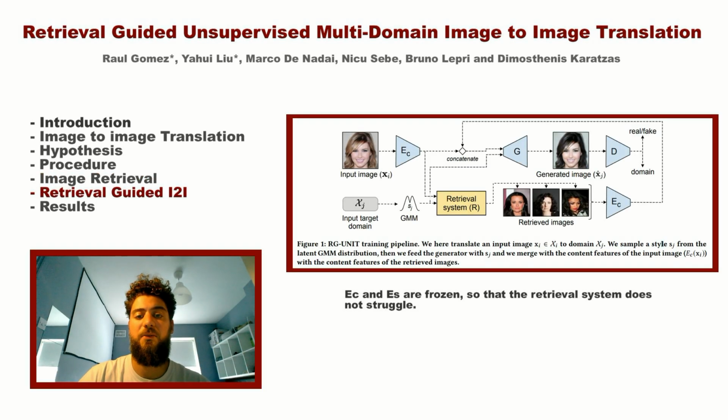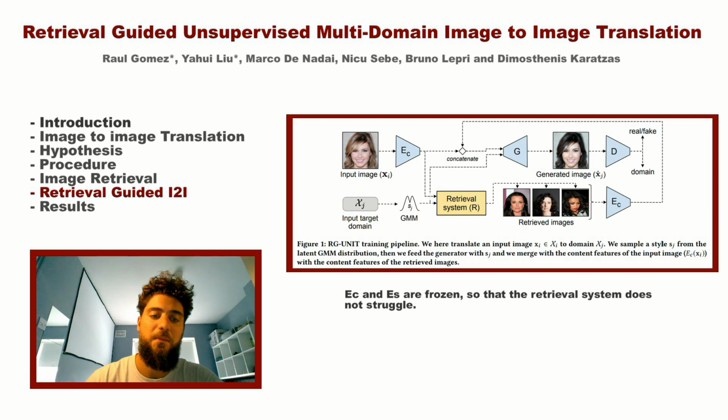Once we have trained the image retrieval system, we can exploit it to fine-tune the image-to-image translation model using the retrieval guidance. During training for a given input image, we retrieve the most similar images in the target domain. We extract content features from them and we merge them with the input image features at the generator's input. We expect that the generator will benefit from that additional information to generate more realistic images. Importantly, during this training, the content and attribute feature extractors are frozen, because if we update them, the retrieval system would struggle.